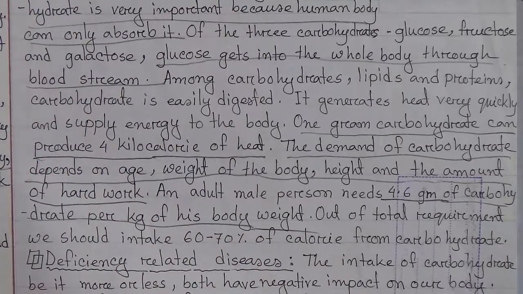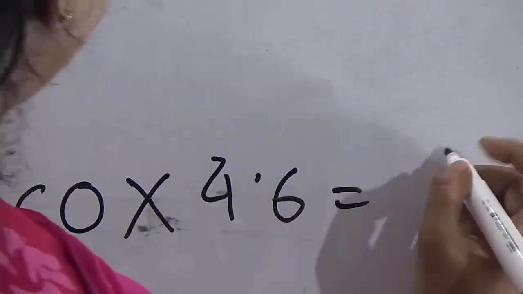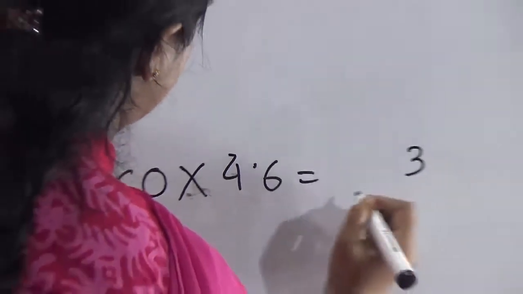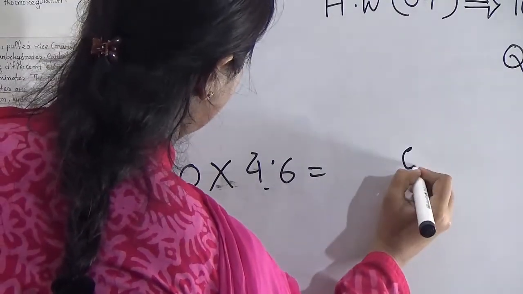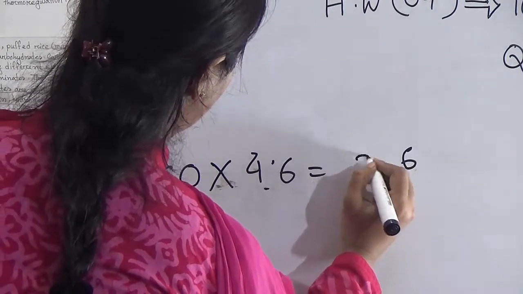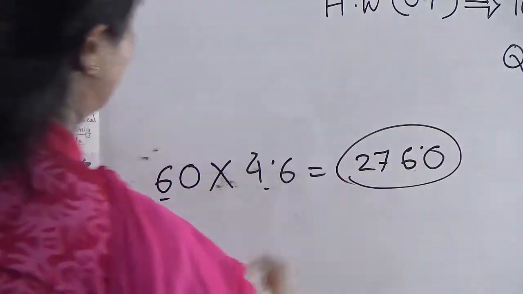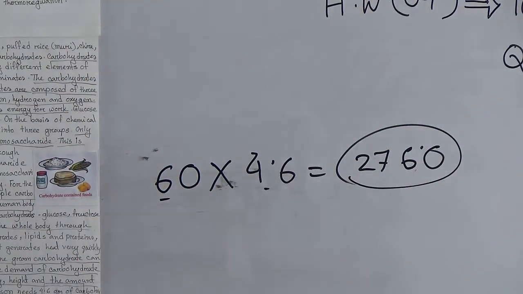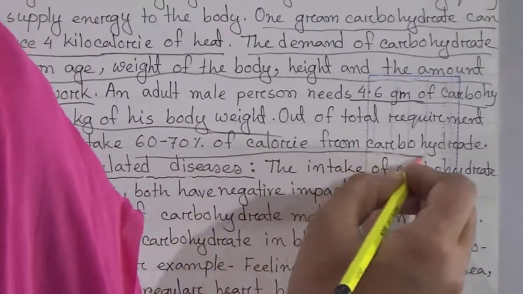That means if a person's weight is 60 kg, then he needs 60 times 4.6, that is 276 grams of carbohydrate daily. And out of the total requirement, we should take 60 to 70% of calories from carbohydrate.